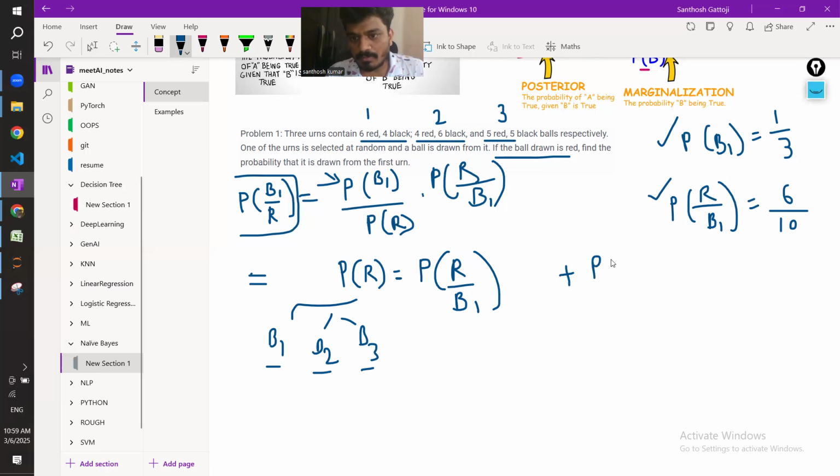Plus probability of R, red, given it is B2. Plus the probability of red given it is B3.